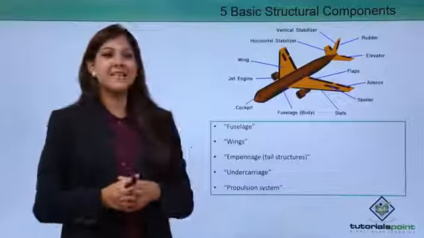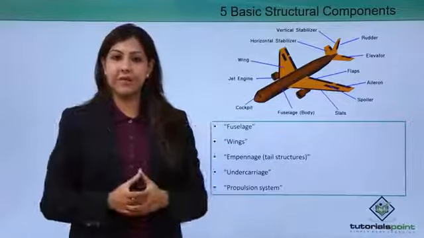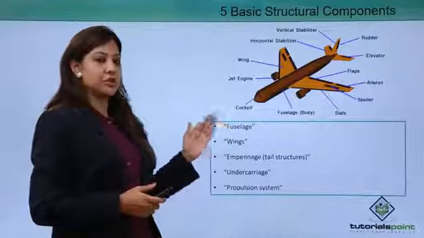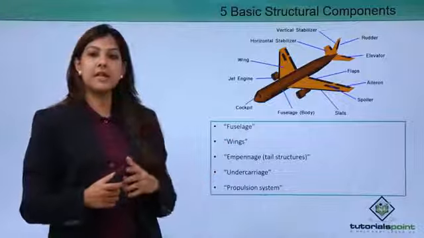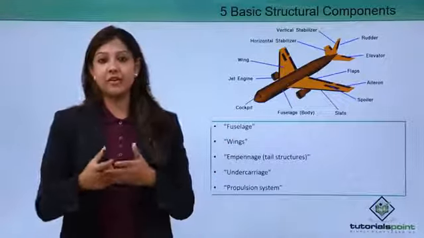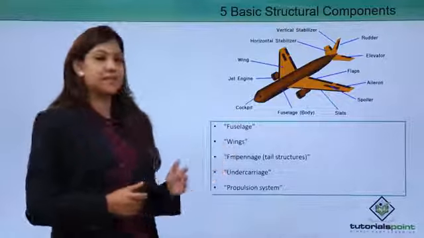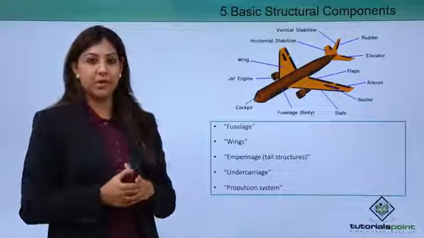Coming to the 5 basic structural components of the exterior parts of the aircraft, let's quickly take a look at them. We have the fuselage, which is the body of the aircraft as we mentioned. We have wings, which is again of different kinds, and in different aircrafts you have different kinds of wings. We have the empennage, which is the tail structure of the aircraft. The entire tail of the aircraft is known as empennage.